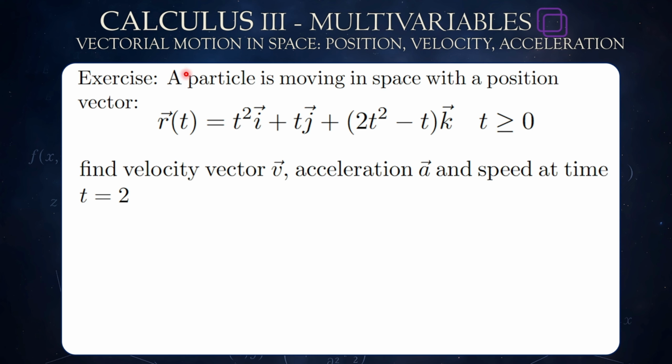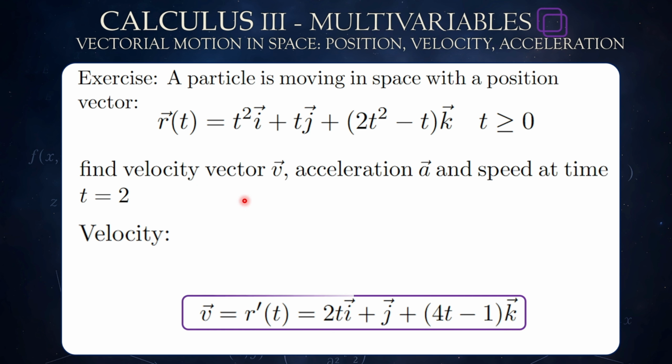Exercise. A particle is moving in space with a position vector r(t) = t²i + tj + (2t² - t)k for t greater than or equal to 0, which is normal. For motion and mechanics, t is always greater than or equal to 0, because time moves forward. So find the velocity vector v, acceleration a, and speed at time t = 2. Of course, you can pause the video and try to do it yourself. For now, let's move on.